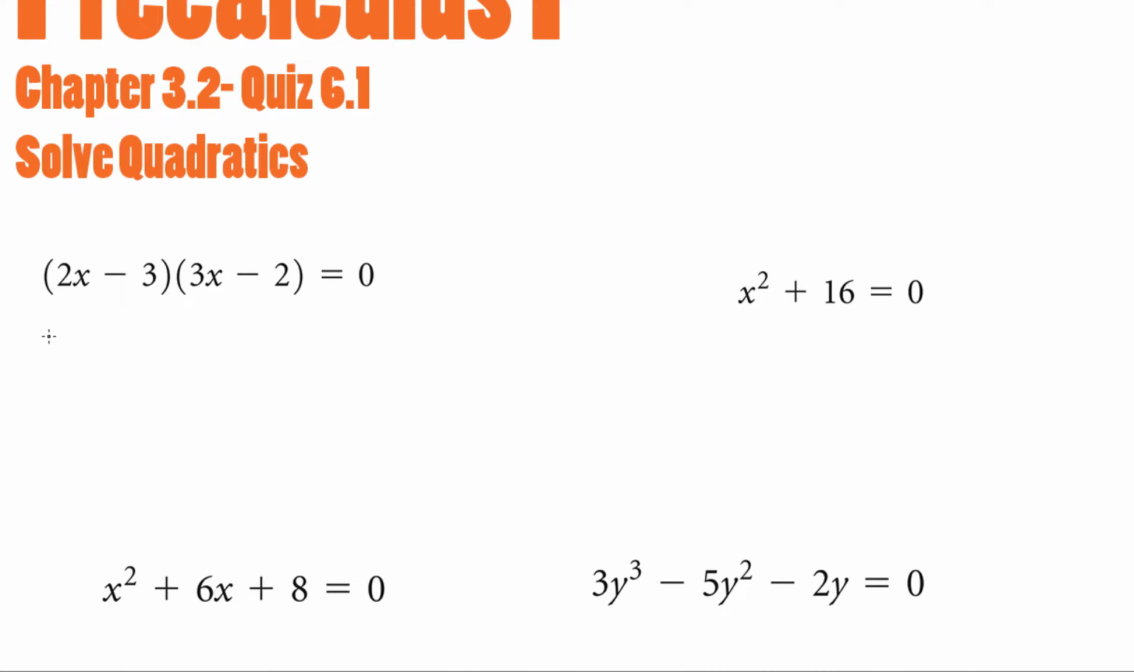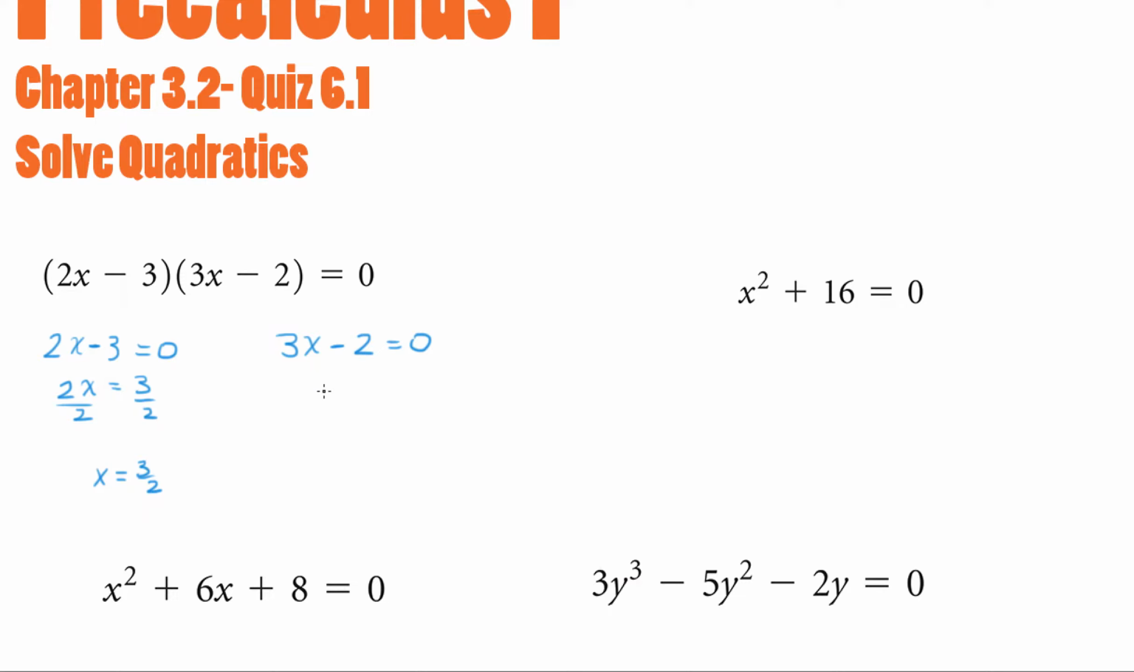So I'm going to take the 2x minus 3 and equal it to 0. And I'm going to take the 3x minus 2 and equal it to 0. Here you have two different equations that you need to solve. So here we add 3 on both sides. You have 2x equals 3. And then we divide by 2. So x equals 3 halves.